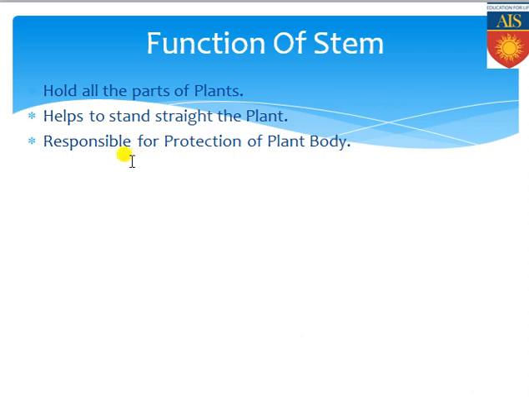It is also responsible for the protection of the plant body, because on the surface of the stem bark is present, and sometimes many thorns are also present. So it is exclusively responsible for providing protection to the plant body. So this is overall the shoot system or the stem of the plant structure.